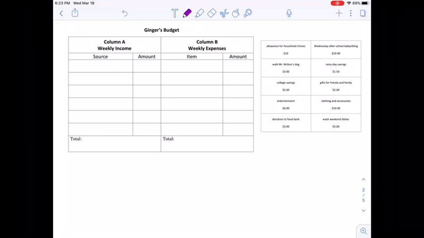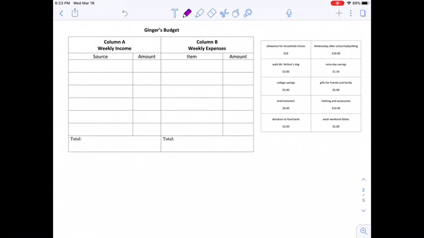So let's look at a sample budget. This is Ginger's budget. And on the side over here, we have each of the different things that would either be considered an income or an expense. We're going to put them in the correct column together, and then we're going to figure out, is Ginger's budget balanced, or does something need to change so that her budget will be balanced?